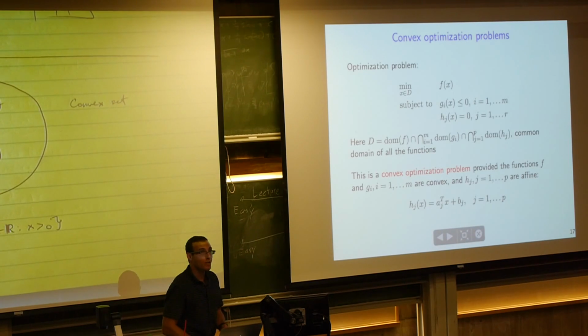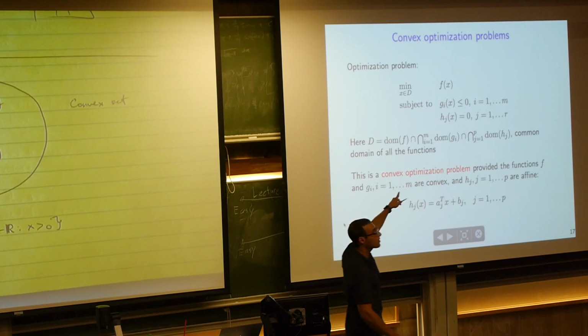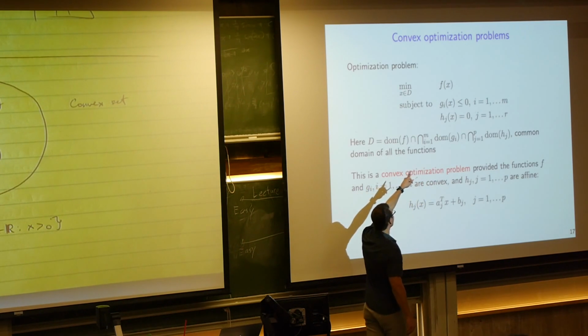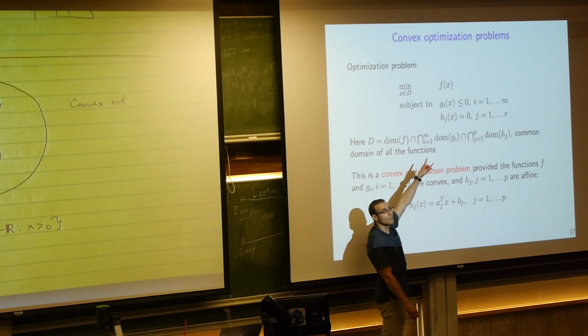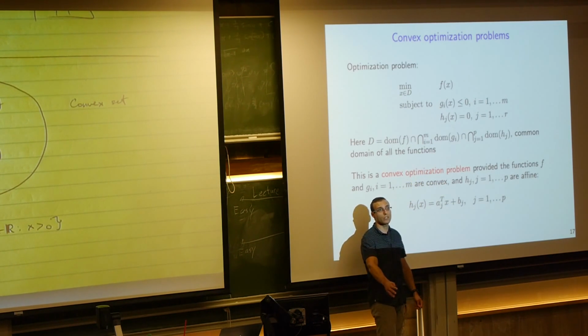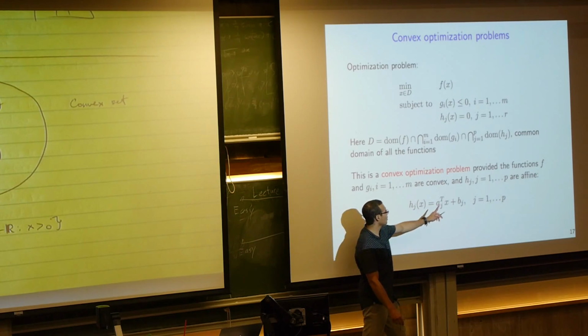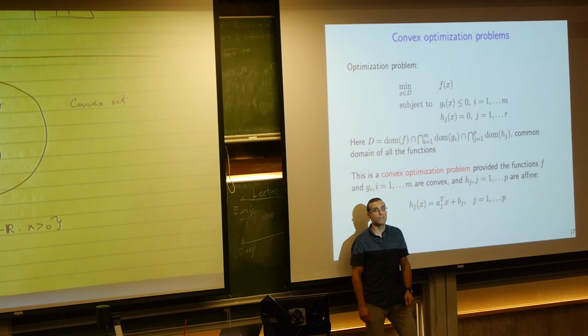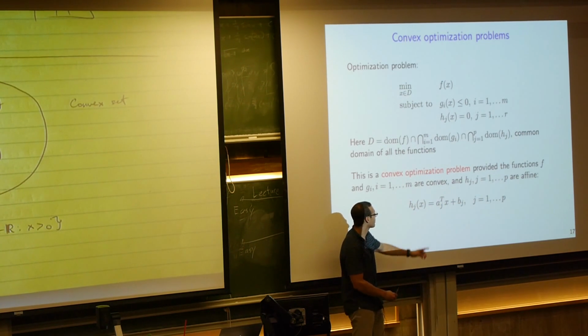That's an optimization problem. What's a convex optimization problem? A convex optimization problem is one in which this function f, which we call the criterion, and all these functions gi, which are the inequality constraint functions, are convex. They must be convex functions. And moreover, these hj's must be affine. Okay, they must be of the following form.